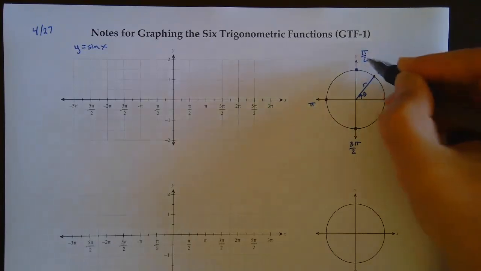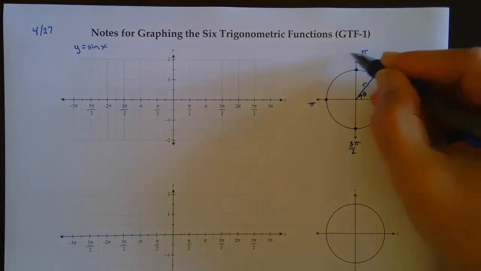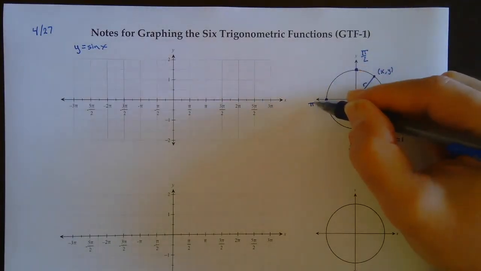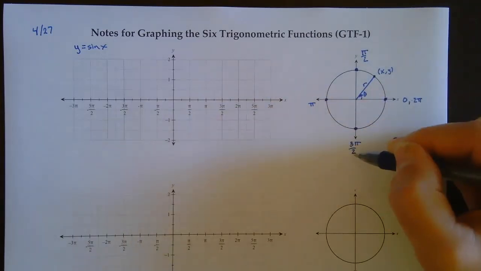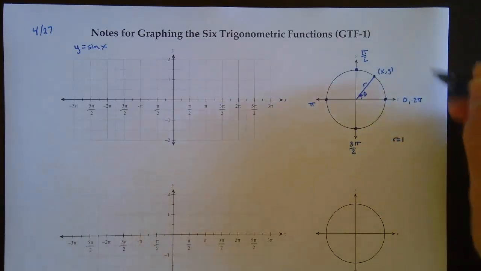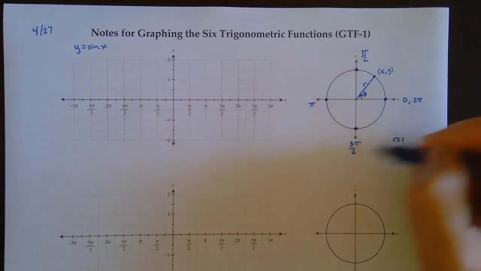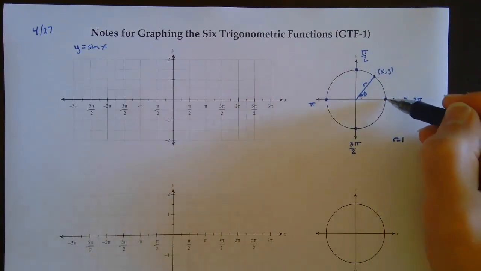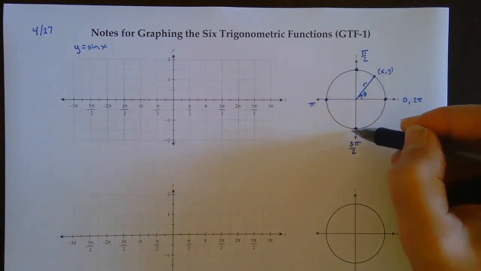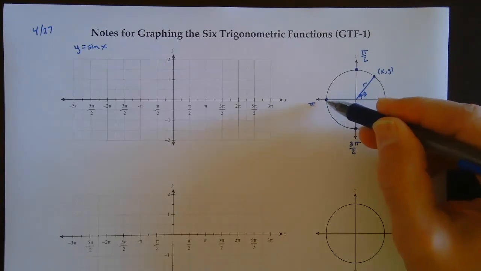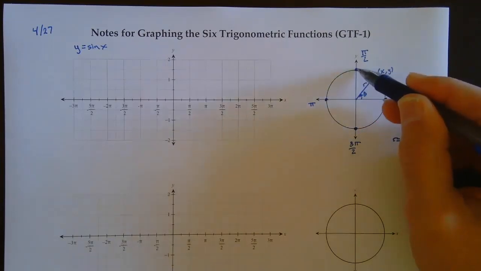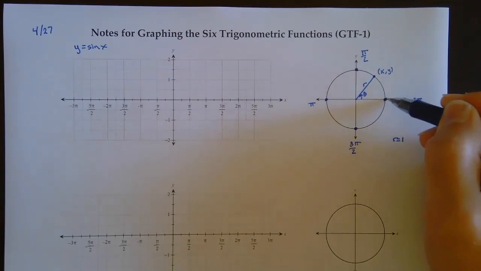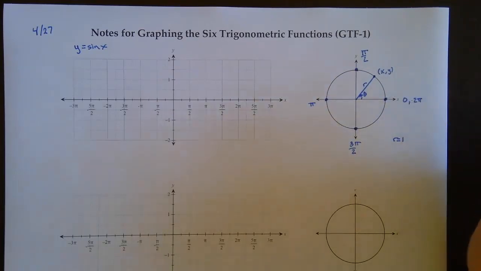If we kept going, this would be 5 pi over 2, 6 pi over 2, or 3 pi, 7 pi over 2, 8 pi over 2. We can keep doing that. And we can keep doing that in the negative direction too, right? If this is angle 0, then this would be angle negative pi over 2, negative 2 pi over 2, which would be negative pi, negative 3 pi over 2, negative 4 pi over 2, or negative 2 pi, okay?